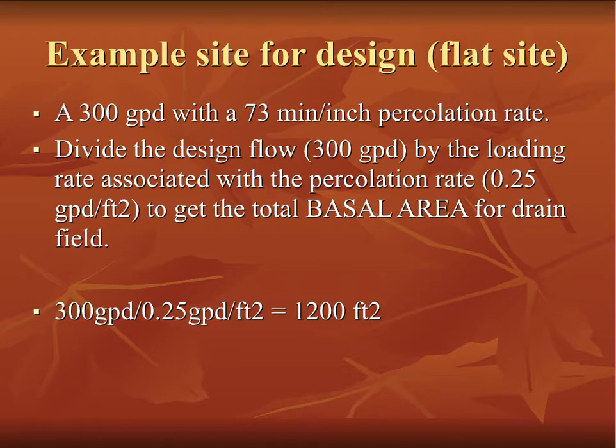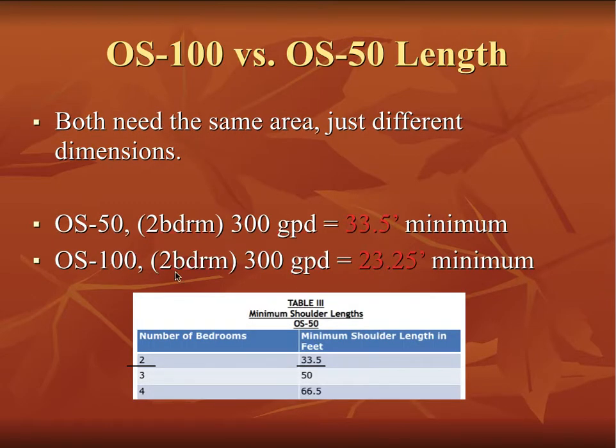So to get the basal area, we just take that design flow of 300 gallons per day, divide by that loading rate of 0.25 gallons per day per square foot, and we get a total basal area of 1,200 square feet. Okay. From here, we're going to begin the work of finding the length for the dimensions of our drain field, for our Oscar system.